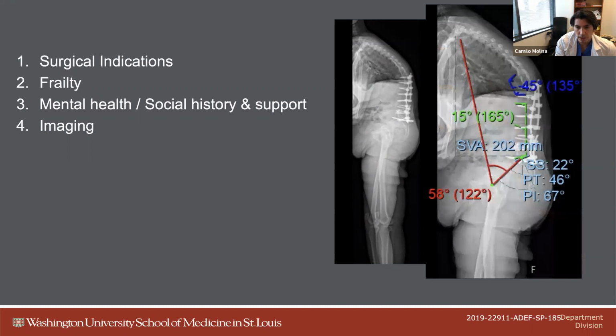So looking at her imaging, she has about 45 degrees of proximal junctional kyphosis. T1 pelvic angle is 58 degrees. It's quite severe. SVA, 20 centimeters. She has 15 degrees of lumbar lordosis for a quite high pelvic incidence of 67 degrees. And as you can see, this patient is able to elevate her pelvic tilt much more than that last patient. She has a pelvic tilt of 46 degrees, which would be mathematically impossible for that last patient we saw, who only had a PI of 39 degrees.